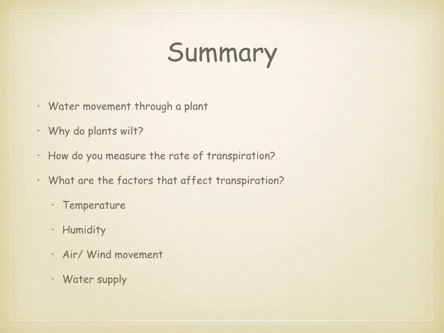In summary, we looked at the movement of water through a plant, why plants wilt, how you measure the rate of transpiration, so remember how to set up a potometer, and then we discussed the different factors that affect transpiration. So we looked at temperature, humidity, air or wind movement, and water supply. And that concludes our lesson. The end.